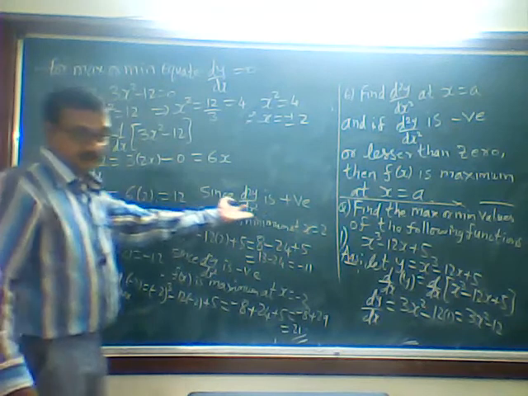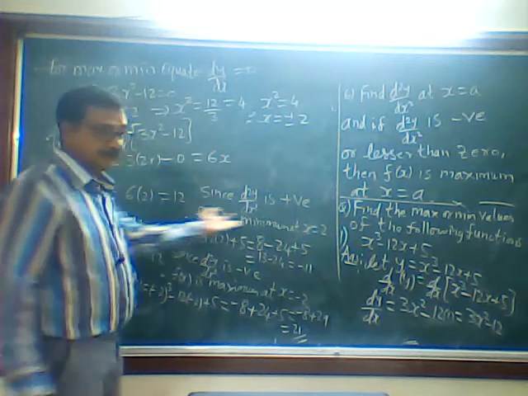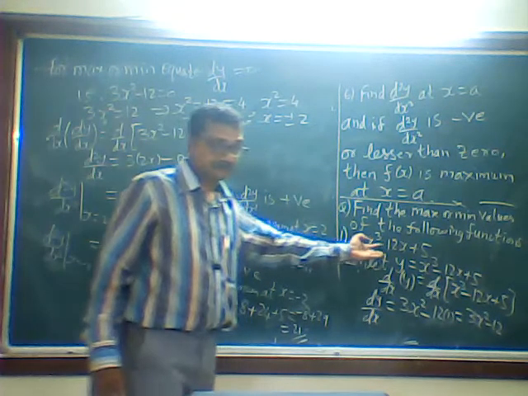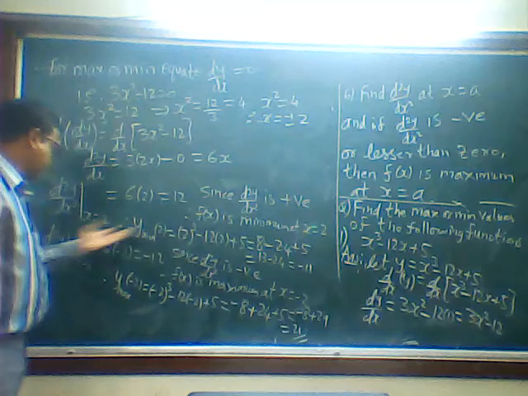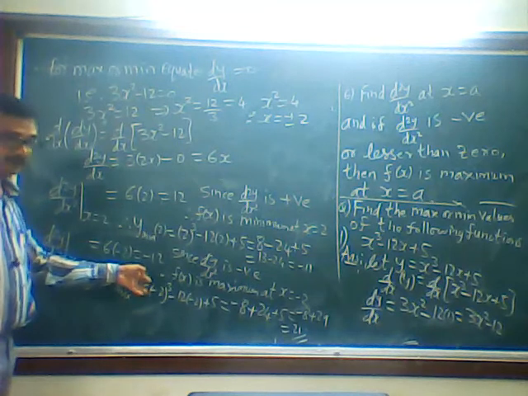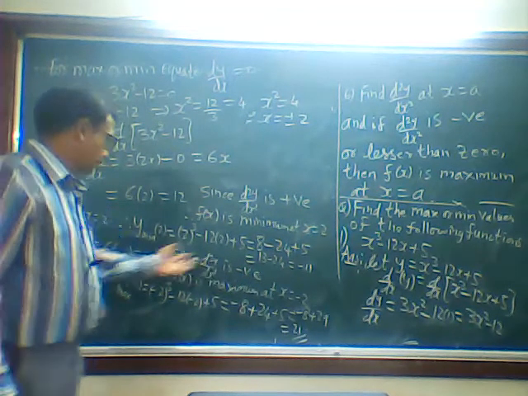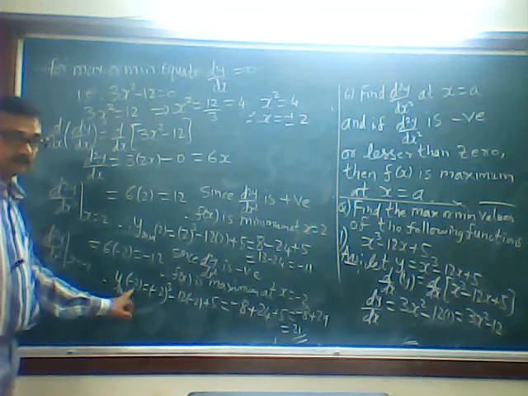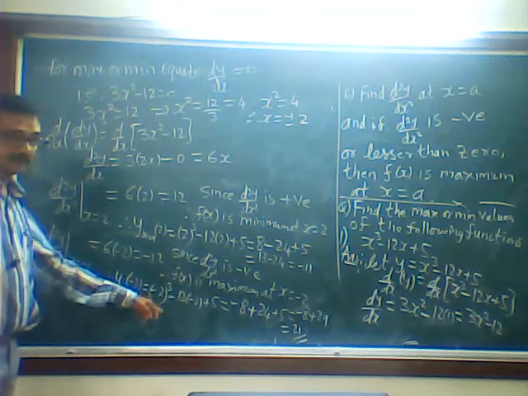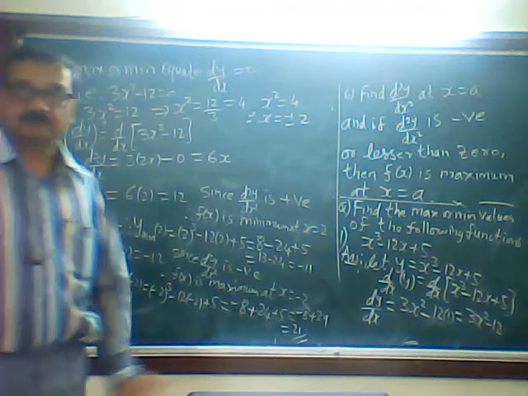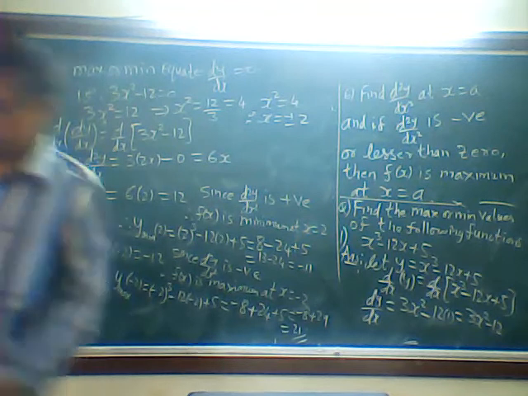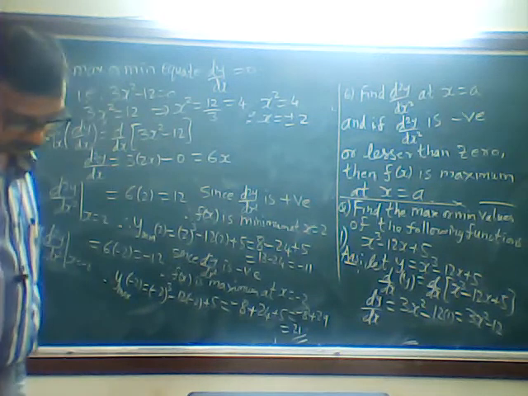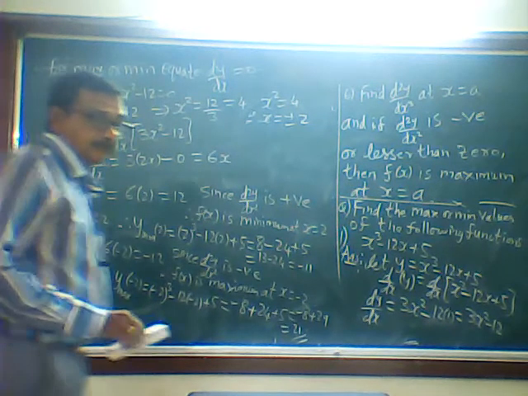Since d square y by dx square is positive, therefore f of x is minimum at that x. What is that minimum value? You put it in the given function, then you get the minimum value. Then again I put the second value, I got negative. Since d square y by dx square is negative, therefore f of x is maximum at x is equal to minus 2. Then y of minus 2 is maximum. Wherever x is there, you put minus 2. We got 21 as the answer. So that is all. Now next normal problem. I hope you have understood.